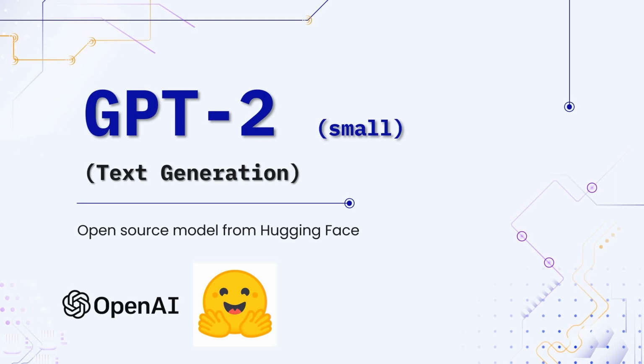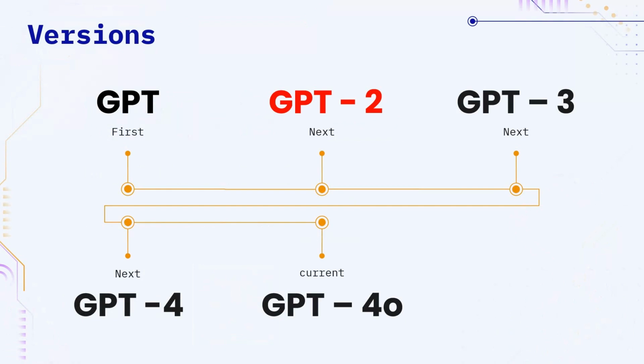Hello and welcome. In this video, we will be covering an open source model for text generation called GPT-2. Particularly, we'll be looking at the smallest version of GPT-2. You might already be familiar with ChatGPT, which is based on more advanced models like GPT-3 or GPT-4.